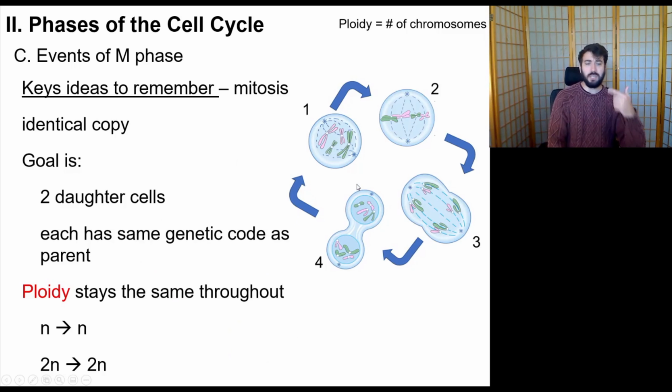Now, quick key points or summary here about mitosis. Number one, identical copies are made. Number two, your goal is to make two daughter cells with the exact same genetic code as the parent. Finally, ploidy stays the same throughout this whole process. So if you start at haploid, you end as haploid. You start as diploid, you end as diploid. You start as 2n equals 4, you end as 2n equals 4. You start as n equals 100, you end as n equals 100, and so on. Okay.